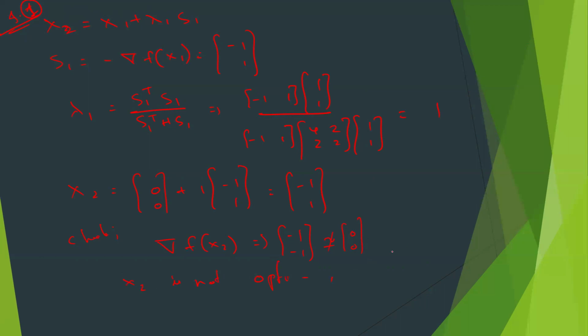So the next iteration, iteration number 2, is nothing but finding x3. So x3 is equal to x2 plus lambda 2 into s2. First of all, I need to find s2. So s2 is equal to the negative of the gradient of f of x2. So I will get it as 1 comma 1.